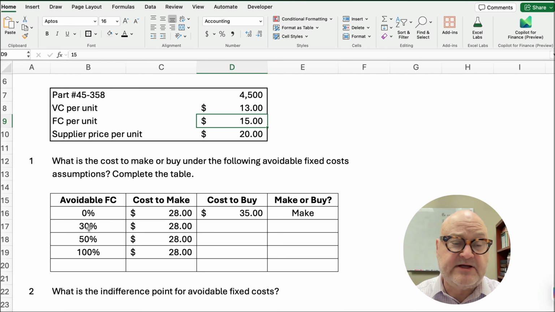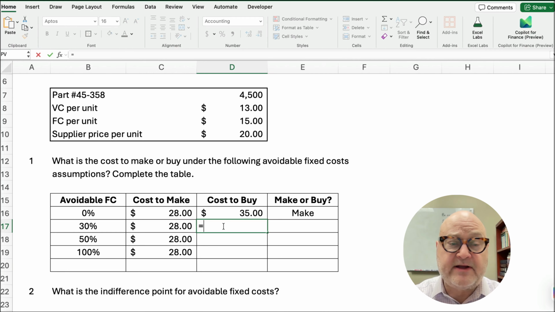Now, it gets more interesting if we say, let's get rid of 30%. We think because we try to buy rather than make, then 30% of our fixed costs will be avoidable. We still have the same factory. We have the same cost. Maybe we can get rid of some of those fixed costs.